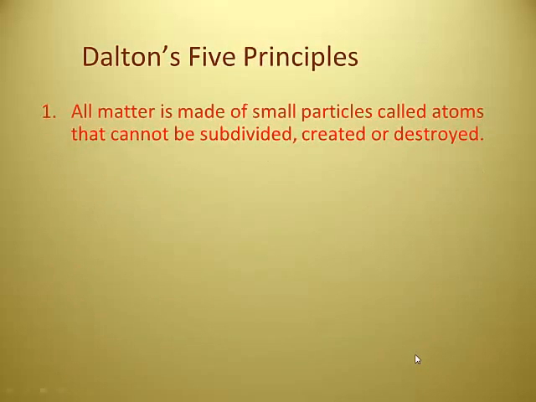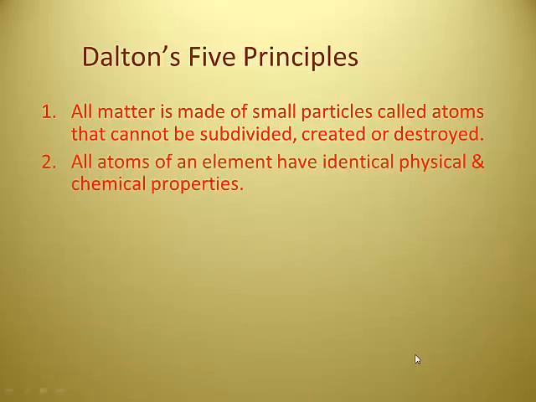Along with his model, he comes up with 5 principles. The very first principle: all matter is made of small particles called atoms that can't be subdivided, created, or destroyed. So you got Democritus' idea right there in the first statement. All atoms of an element have identical physical and chemical properties, and elements are made up of 1 kind of atom, and those atoms have the same physical and chemical properties. Okay, get it. So yeah, 1 atom of gold is going to act like another atom of gold.